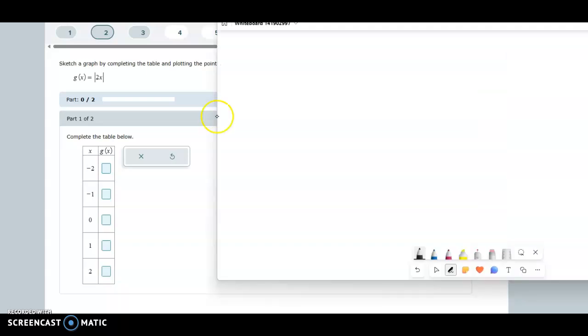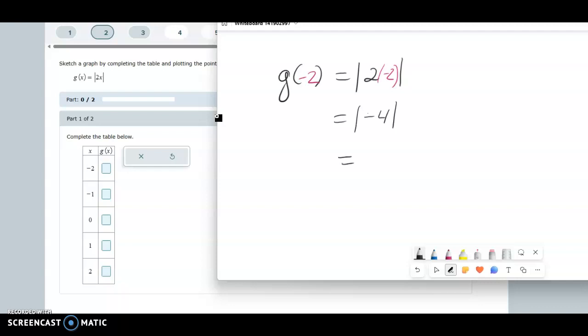So that means I have g of x, and wherever I have an x, I'm going to put in -2. When I complete this, I'm going to get the absolute value of -4. The absolute value symbols mean that I take the distance this number is from 0, and it's 4 units. So when you have a negative number in here, the absolute value will make it a positive. If you have a positive number in here, the absolute value will keep it a positive.